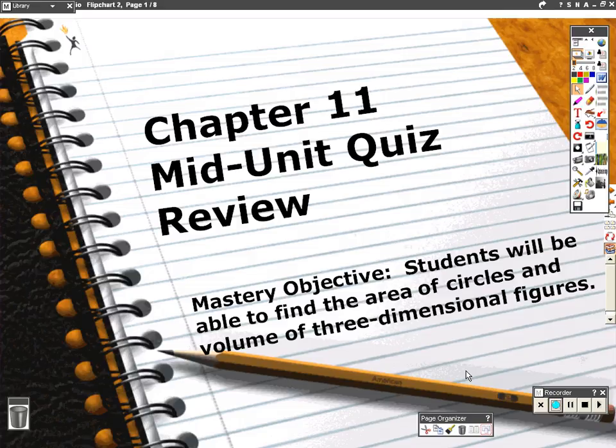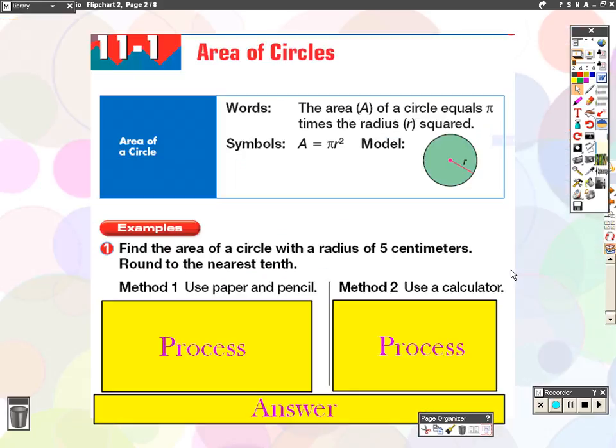This Friday we'll have our Chapter 11 mid-unit quiz, and our mastery objective is students will be able to find the area of circles and volume of three-dimensional figures. To review some of the major concepts from lesson 11-1, which is the areas of circles, we need to remember the formula of A equals pi r squared. And keep in mind too that we are using the radius and not the diameter.